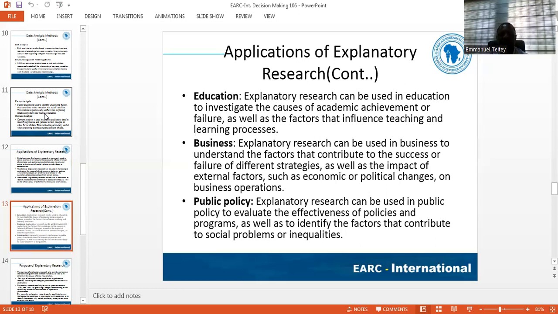Then we have public policy. Explanatory research can be used in public policy to evaluate the effect of policy and program, as well as identifying the factors that contribute to social problems or inequality.